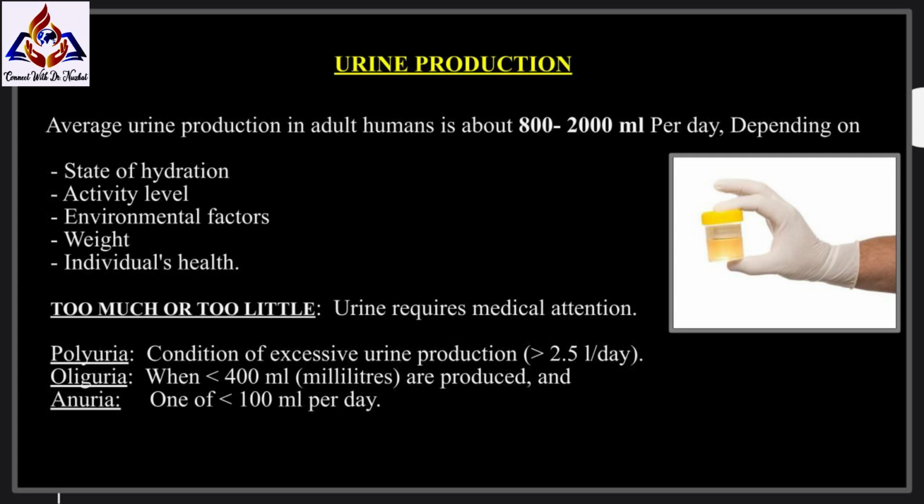Polyuria is a condition of excessive urine production, which is more than 2.5 liters per day. Oliguria is when less than 400 ml is produced. Anuria is when less than 100 ml per day is produced.